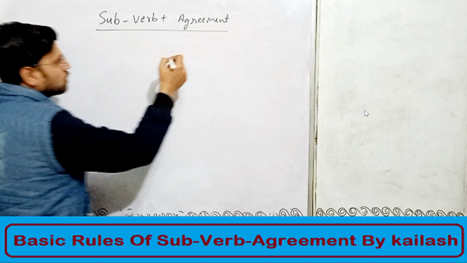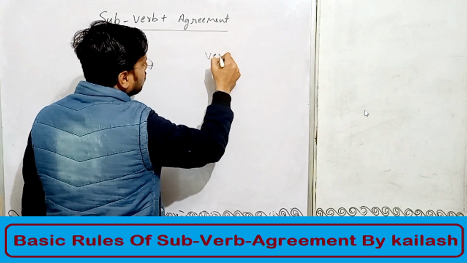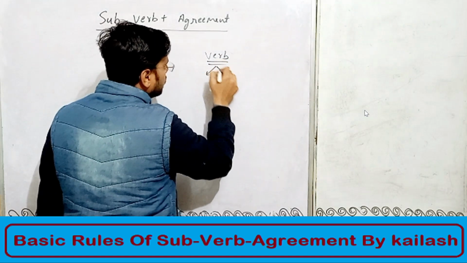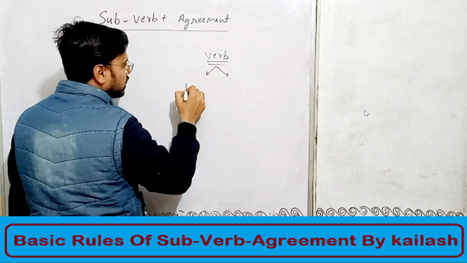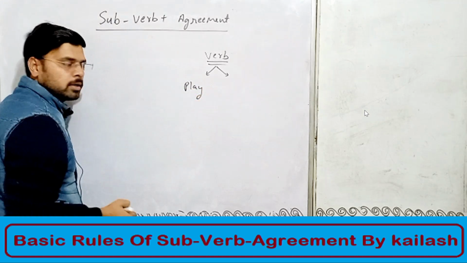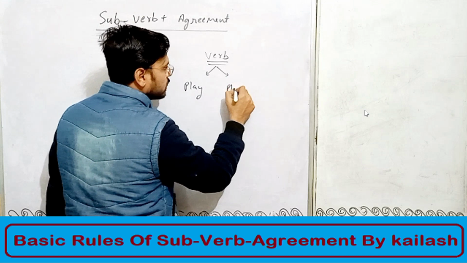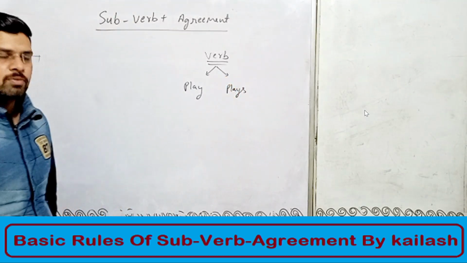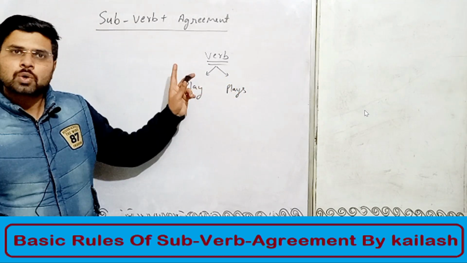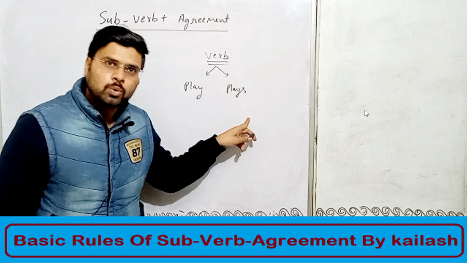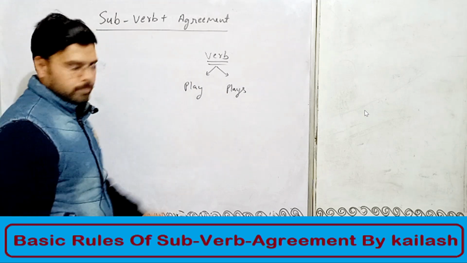Everybody now knows that a verb is singular or plural. If I write play, is it singular or plural? It is a plural verb. If I write plays, it is a singular verb. If I add s or es as a suffix in the verb, it would turn into a singular verb. Okay?